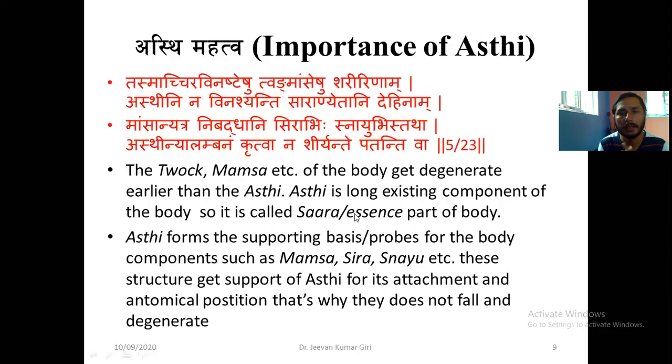Now see the next important point that Acharya Susruta has mentioned. This is all by Acharya Susruta. In front of all these sentences, you can write according to Acharya Susruta.